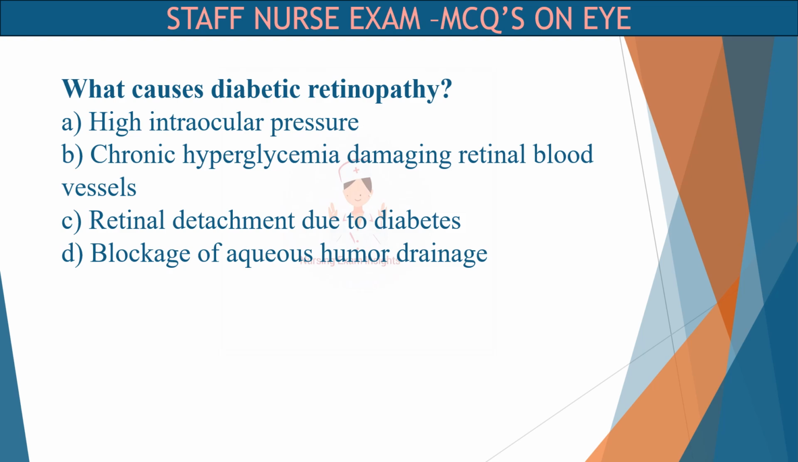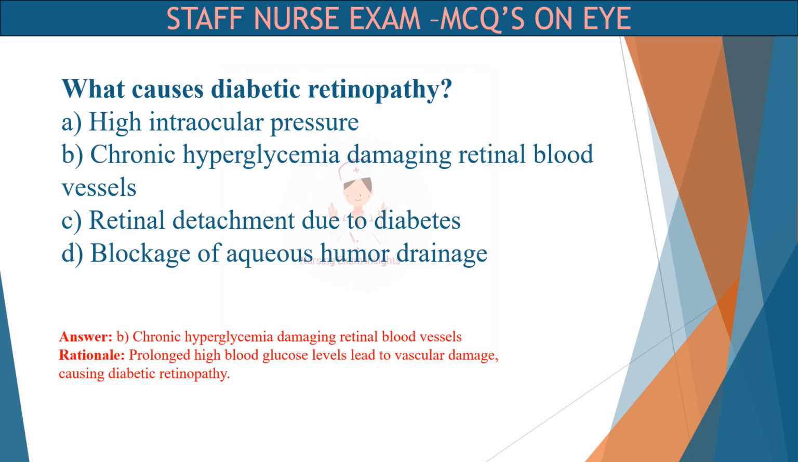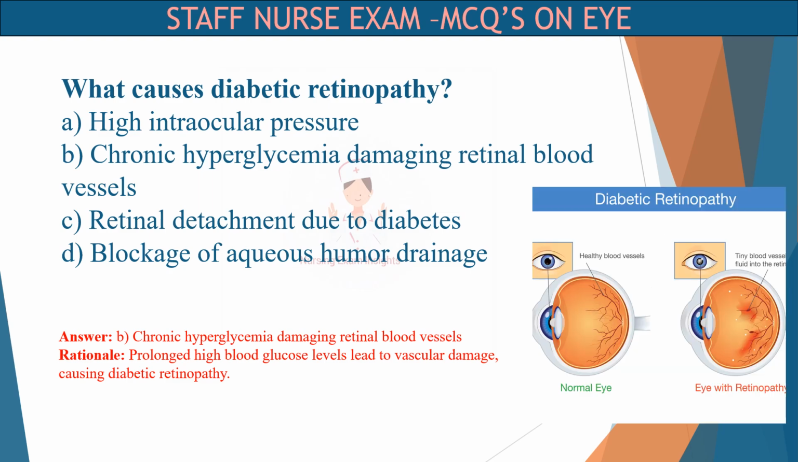What causes diabetic retinopathy? Options are A. High intraocular pressure, B. Chronic hyperglycemia damaging retinal blood vessels, C. Retinal detachment due to diabetes, D. Blockage of aqueous humor drainage. Answer is B. Chronic hyperglycemia damaging retinal blood vessels. Prolonged high blood glucose levels lead to vascular damage, which can cause diabetic retinopathy.